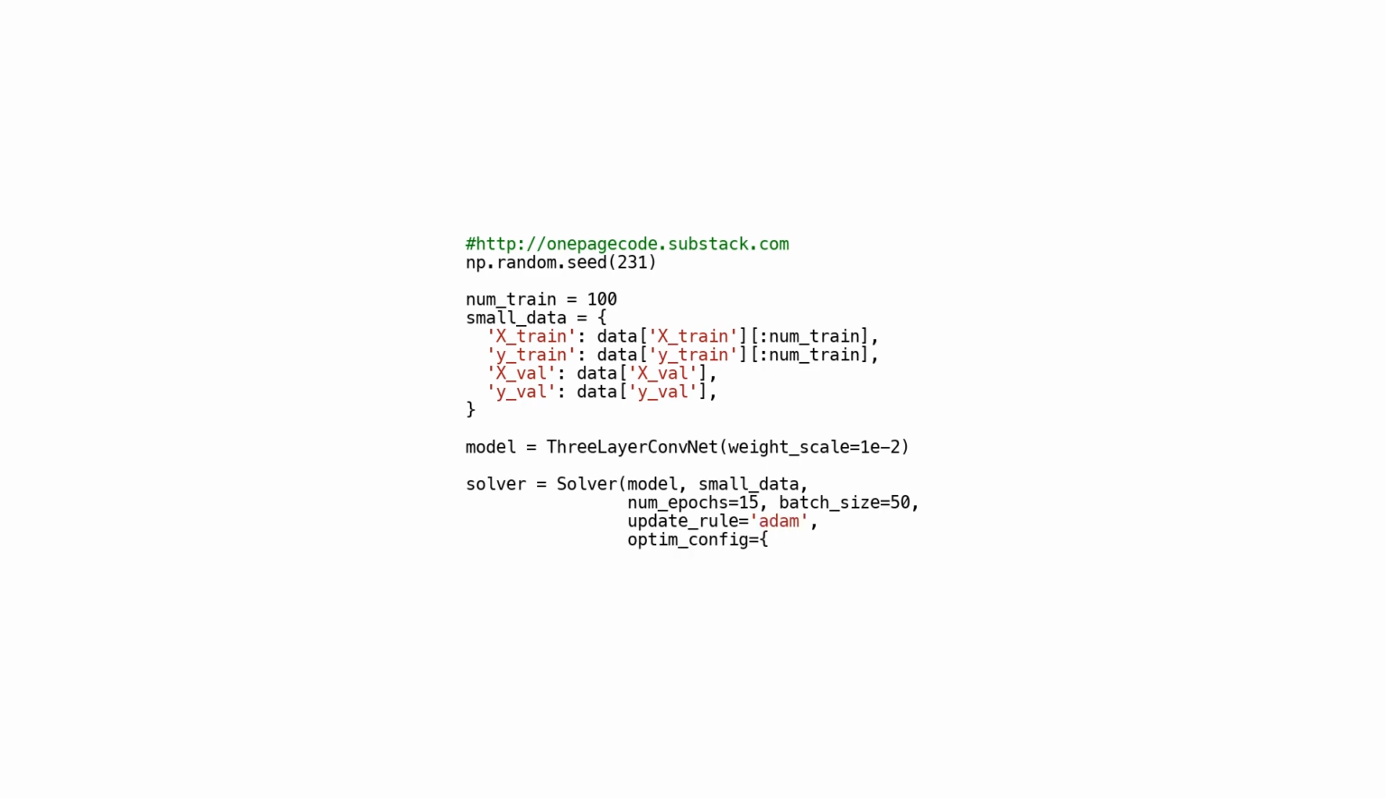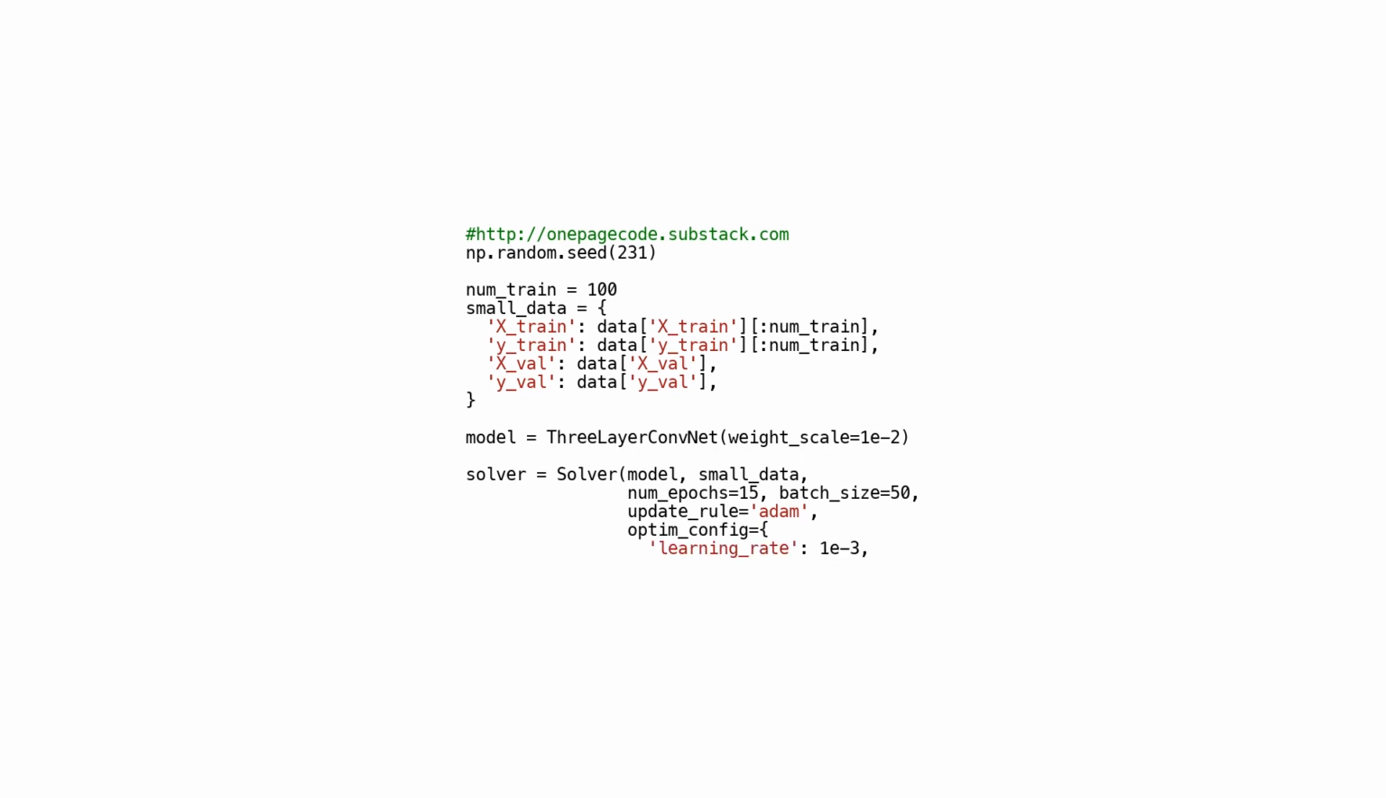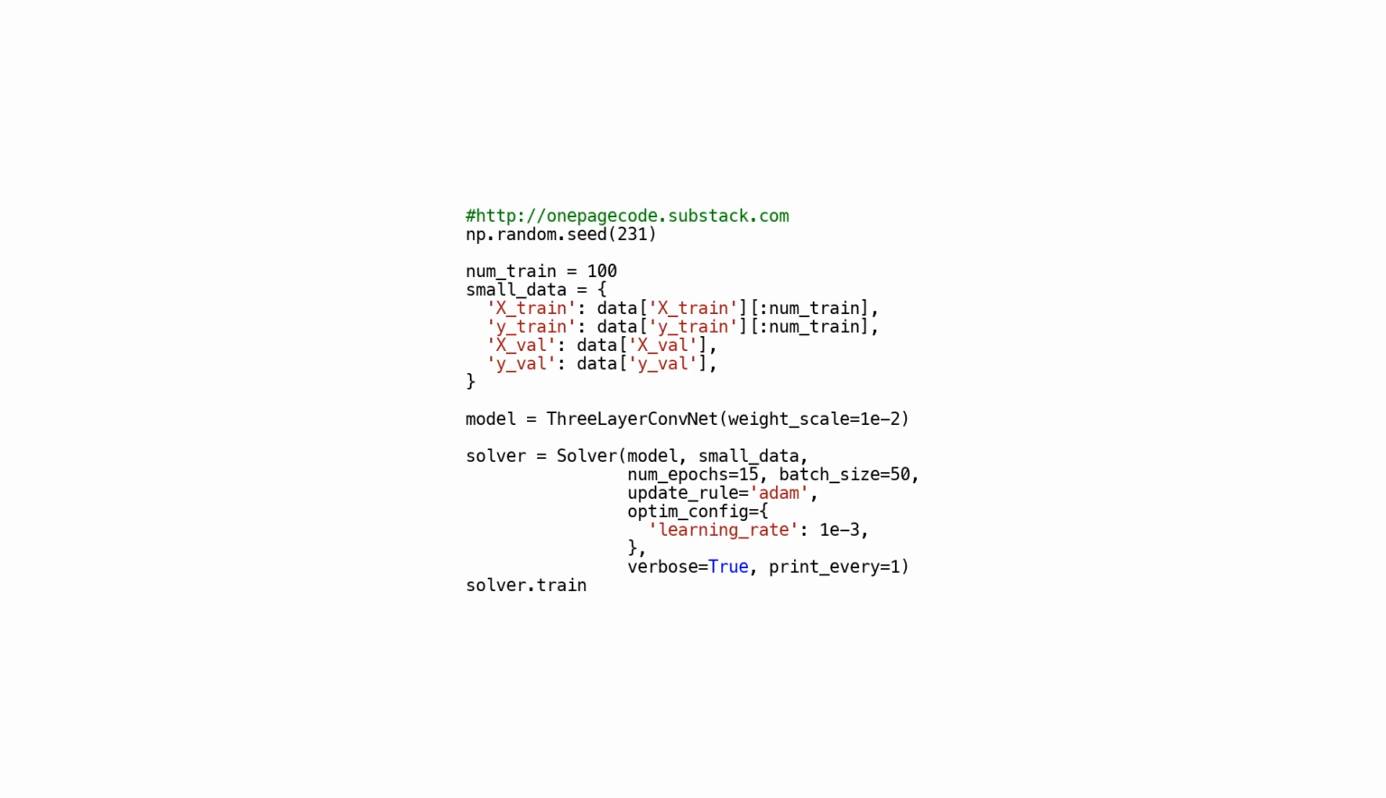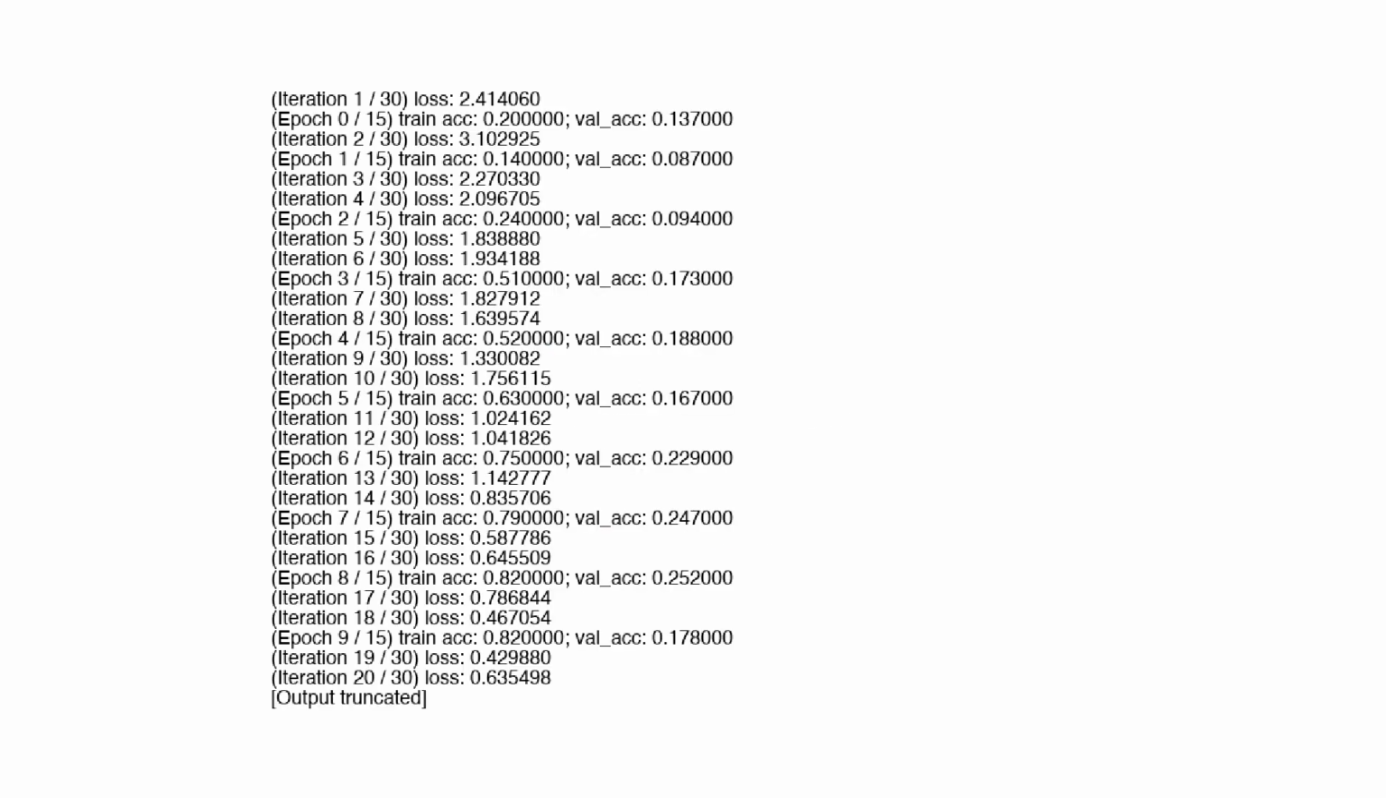The fifth point, initiating the solver. The solver is initially initialized using the model, the small dataset, and other parameters such as the number of epochs, batch size, and update rule. In addition, the line solver.train trains the model using the parameters and dataset you specify. During this step, the model parameters are updated using the specified optimization technique, in this case, Adam, and the model performance is evaluated using validation data. By using Adam optimization, a small dataset is used to train a small-scale convolutional neural network model.